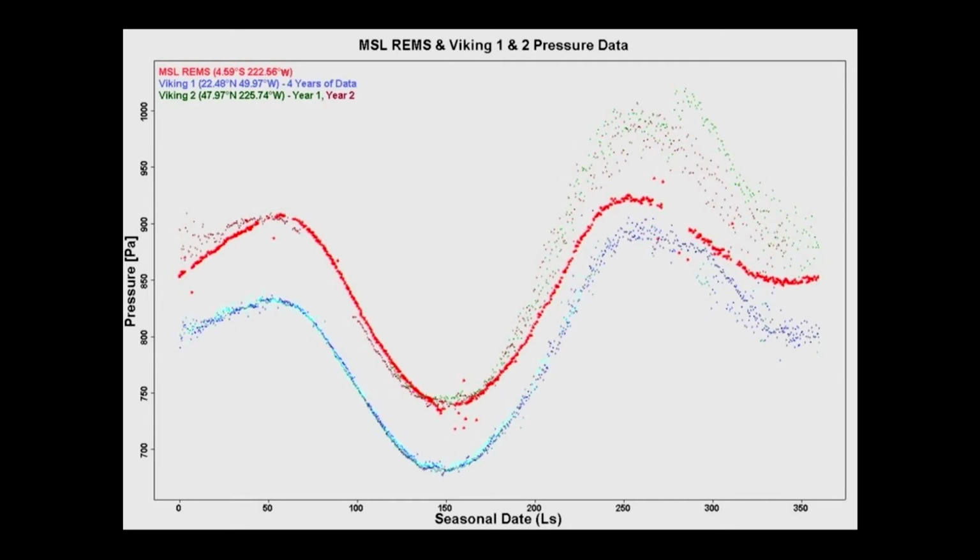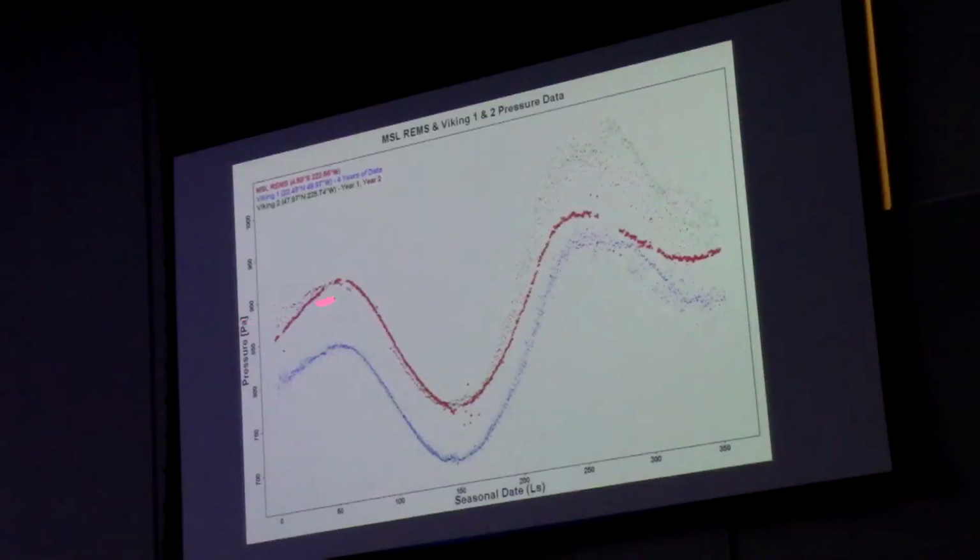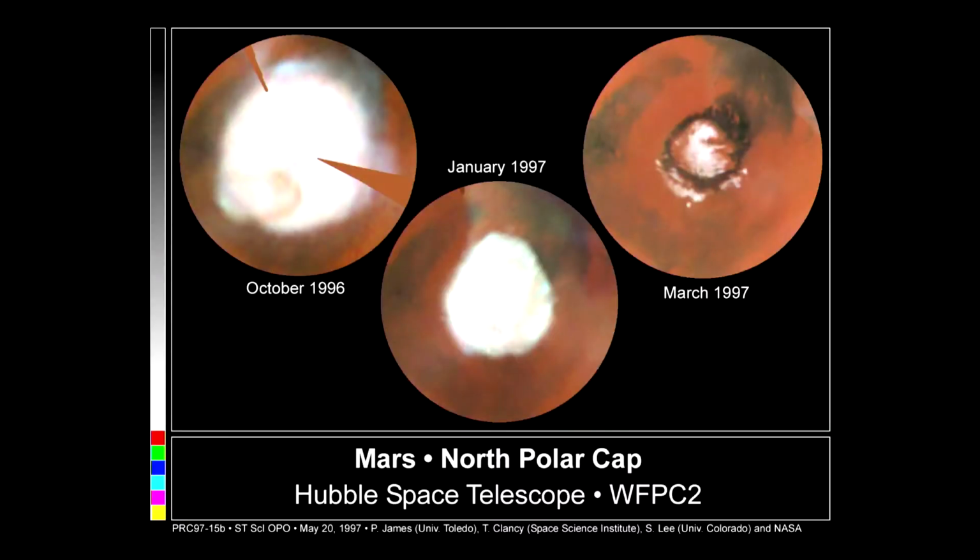So this is what's been seen at the MSL landing site, also at Viking, and you can see that this goes up here over the course of the year to maybe 900 pascals. It's about 9 millibars, down to 700. And different places see slightly different amounts of this. It causes this great change in the polar caps.